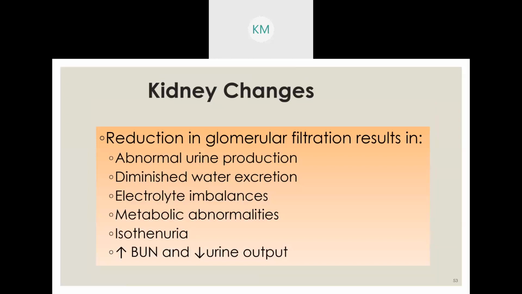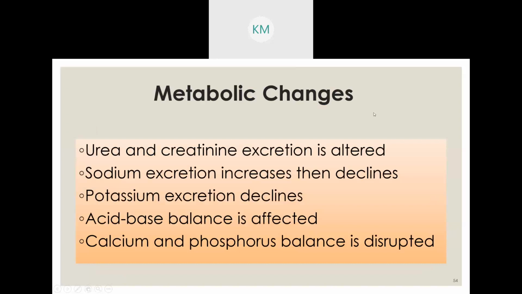1, 2, 3, 4, the 5th one down. As kidney function continues to decline, the BUN increases and urine output decreases, placing the patient at risk for fluid overload. Not surprising, they're retaining fluid. They can't urinate.